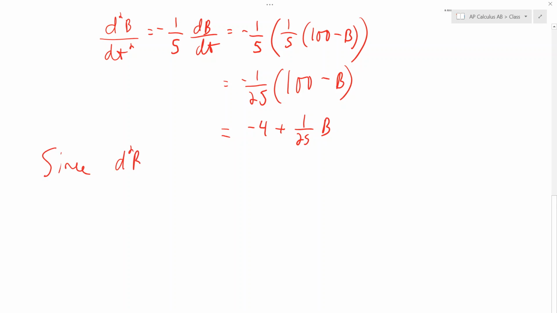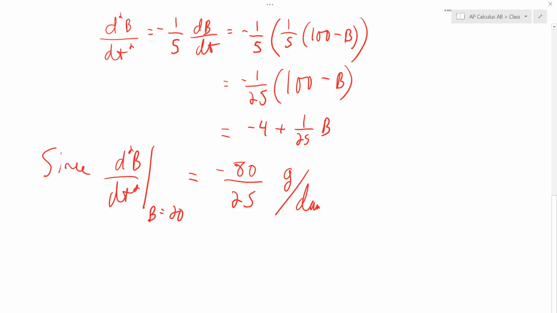Since d squared B over dt squared when B equals 20, that's what we're doing, right? Equals, and you can write less than 0 really because it's negative. We can write it out. It's negative 80 over 25, which you can reduce. But in these free response questions, you don't really need to worry about reducing. What are the units on there, by the way? Grams. Per days squared, because we derived it, so we got another days down there.